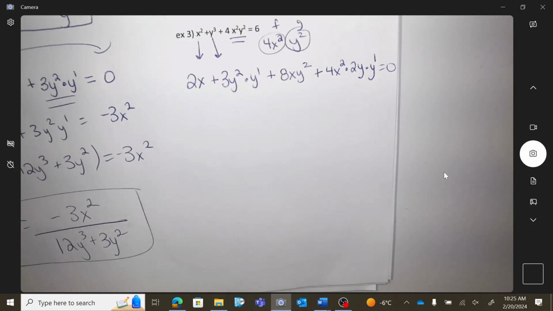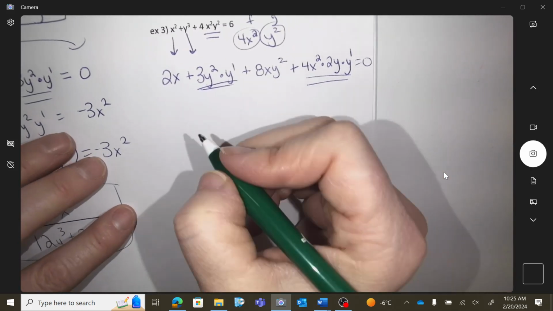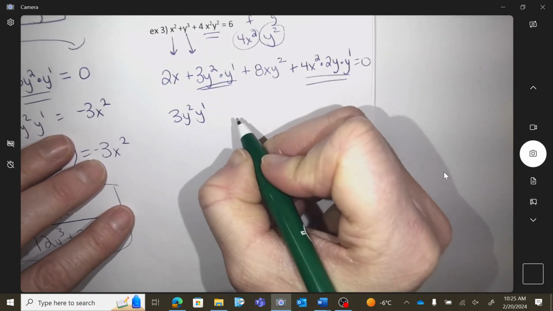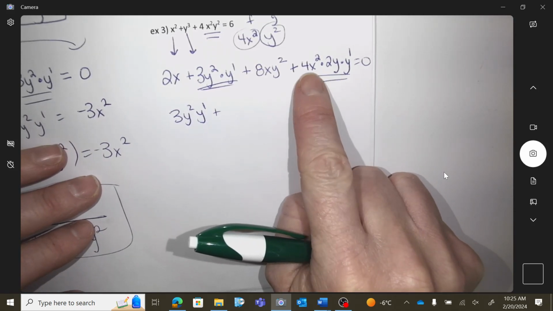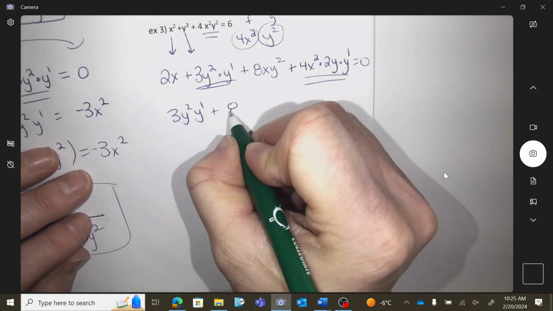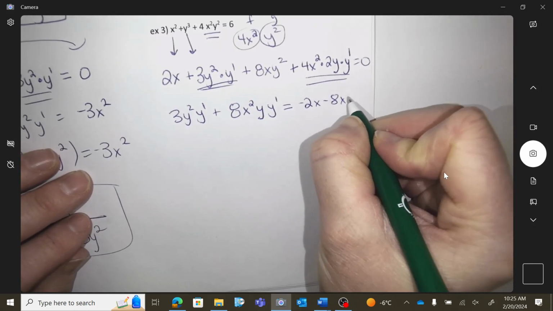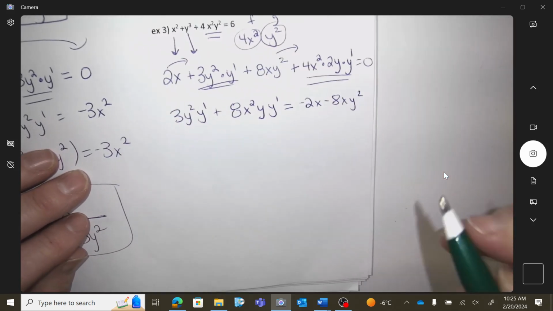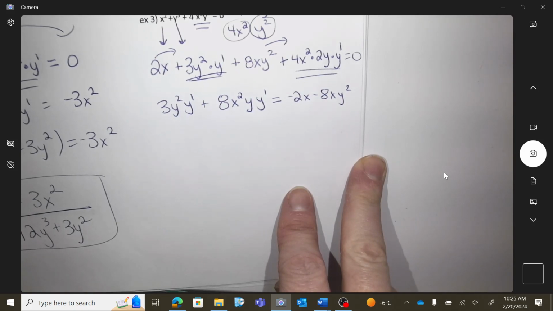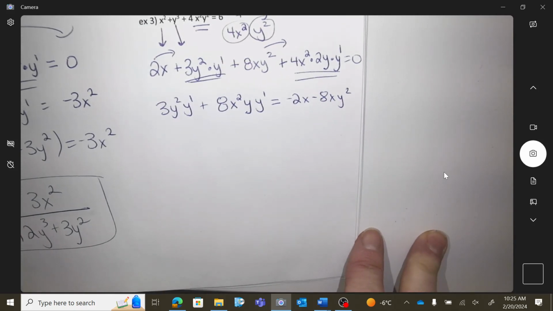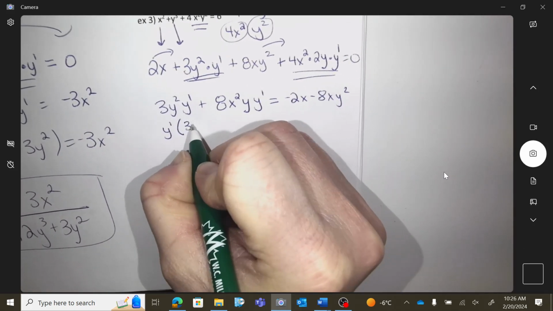Okay, let's talk about what has y primes in it. That one does, and that unit does. So those are going to stay. So 3y squared y prime. And can you see I'm going to put those 2 and 4 together in that unit? There's a 2 and there's a 4. So 8x squared y prime. Okay, now that you have all the y prime stuff together, you can GCF it out.